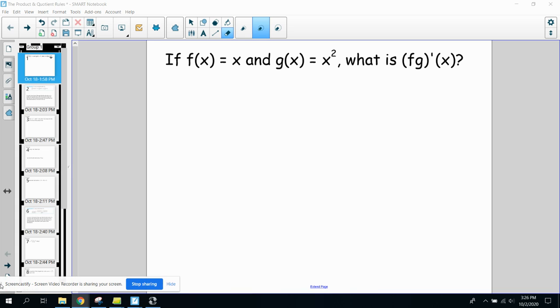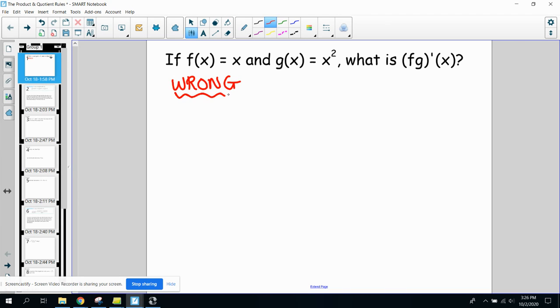Here we have a function f of x, which is equal to x, and another function g of x that's equal to x squared. We want to find (f times g) prime of x. So we're trying to find the derivative of the product of these two functions. First I'm going to show you the wrong way to do this, only because I want you to realize the difference between the two.